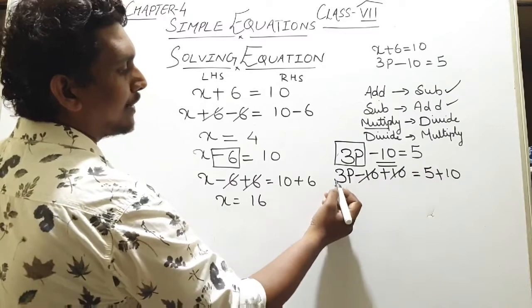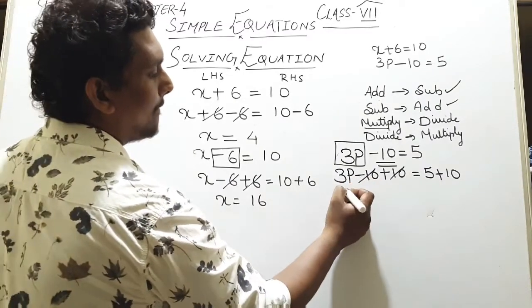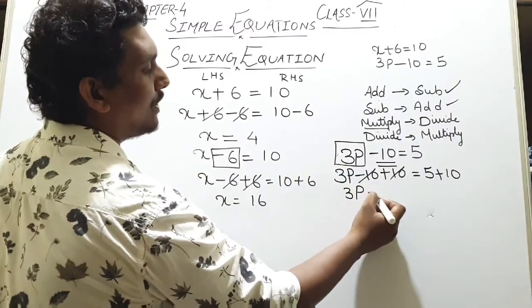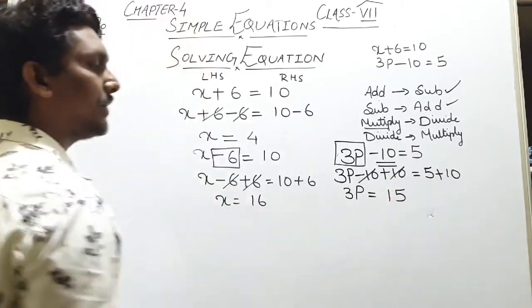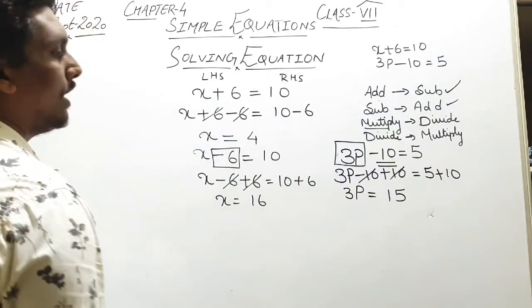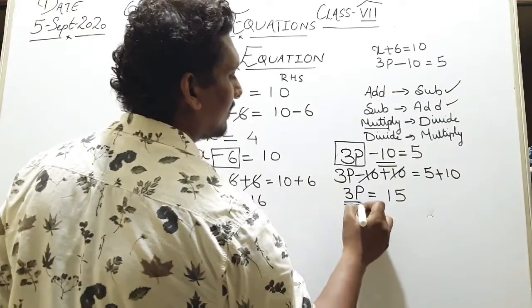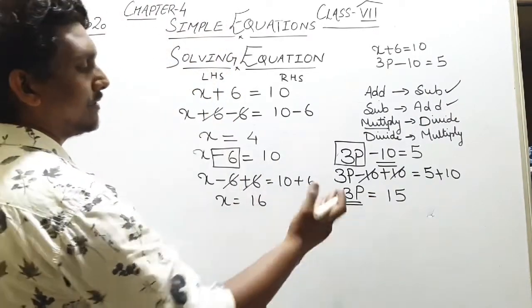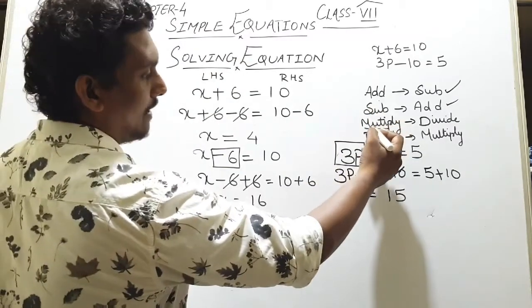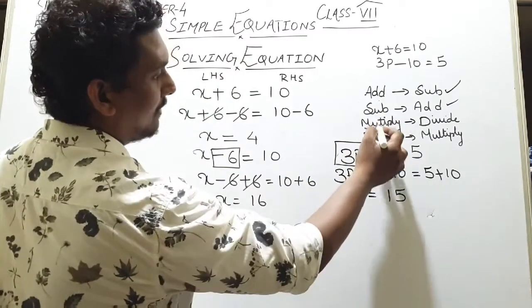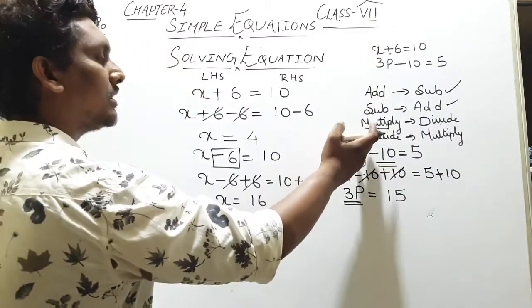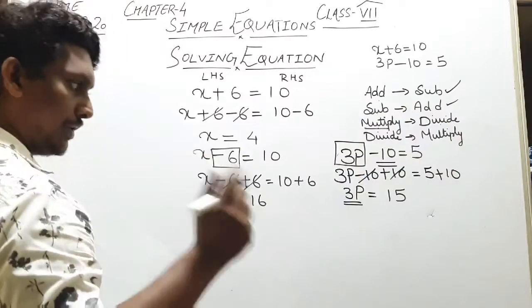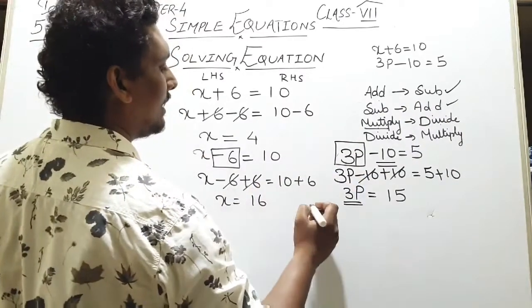So 3p is equal to 10 plus 5, which is 15, okay? Now multiplication is given here, meaning 3 into p, 3p. So what happens when multiplication is given? When multiplication is given, we have to do the division, and if division is given, we have to do the multiplication. So here we will do the division.